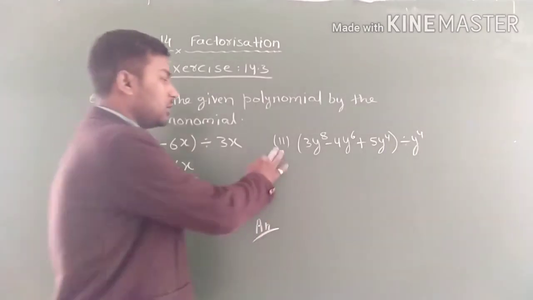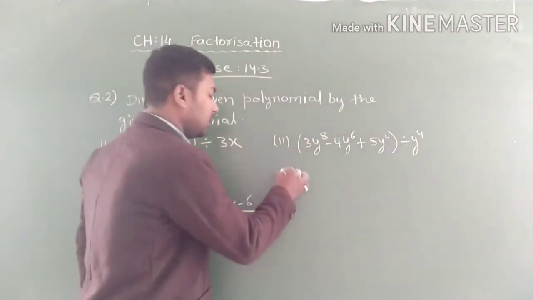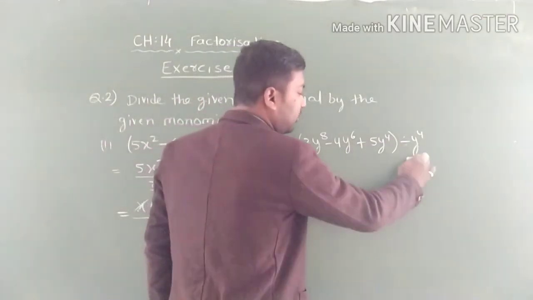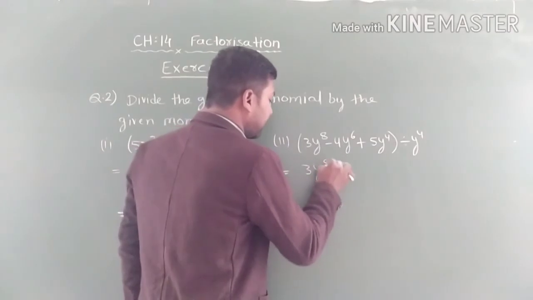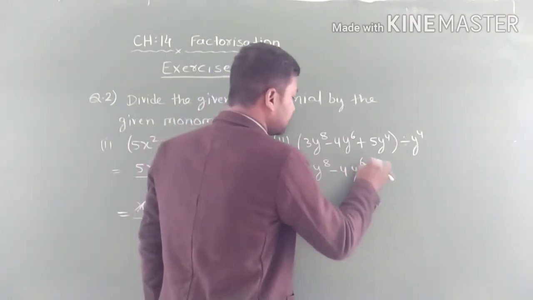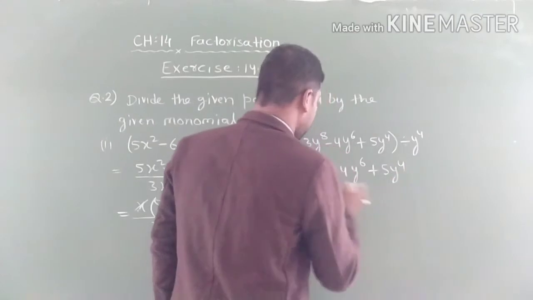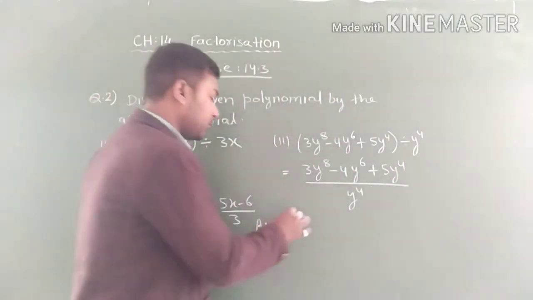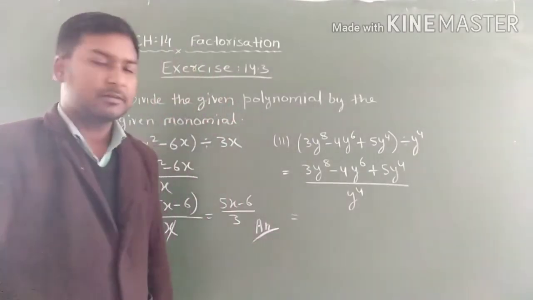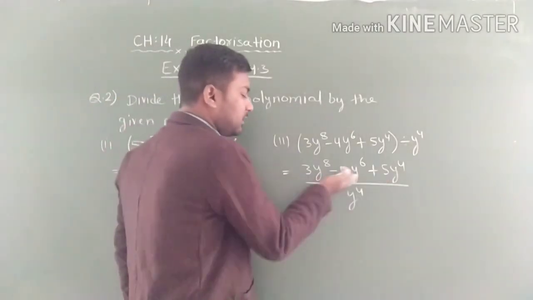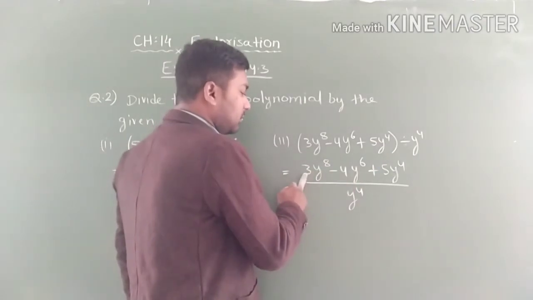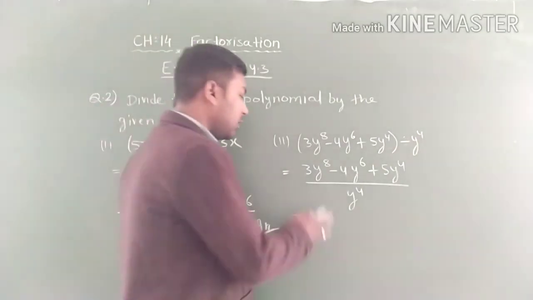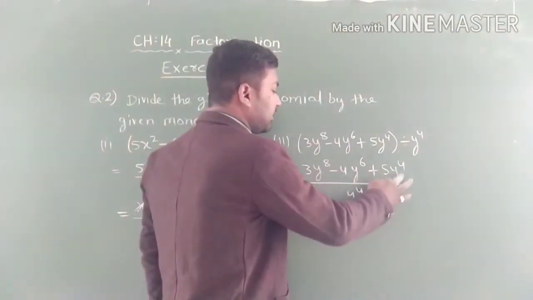Now the next one, question number 2. Same process we have to do. This is polynomial and this is monomial. So write it 3y to the power 8 minus 4y to the power 6 plus 5y to the power 4, divided by y to the power 4. It is given. So we have to take common. In the numerator, what is common? The numbers 3, 4, 5 are not common. Now y to the power 8, y to the power 6, y to the power 4.